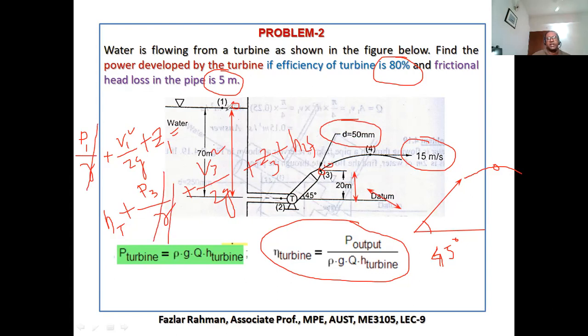How much the velocity at point 1? If maintaining constant height, V1 is 0. So only left side we have Z1, HT, V3 square by 2G. So Z1 is 70 meter, Z3 20 meter. So HLF is given, so I'm crossing this one. So what is my unknown over here? Only V3. So if you are able to figure out the V3, then we can figure out the turbine output part easily. Okay, so let's see how we can solve it.